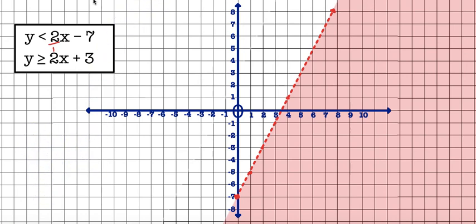So the second inequality we have is y is greater than or equal to 2x plus 3. And we're also going to start off by plotting our y-intercept. And here our slope is also positive, so we're going to go up 2 over 1 each time as well. So up 2 over 1, up 2 over 1. And we're going to draw our line through these coordinates. And because we have y is greater than or equal to, we're going to draw a solid line.